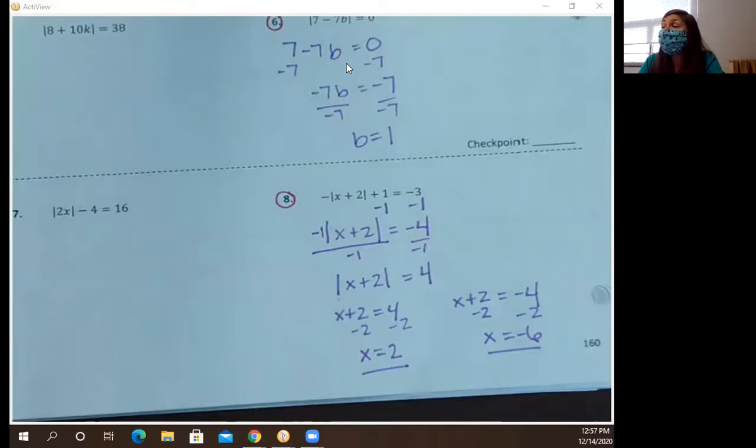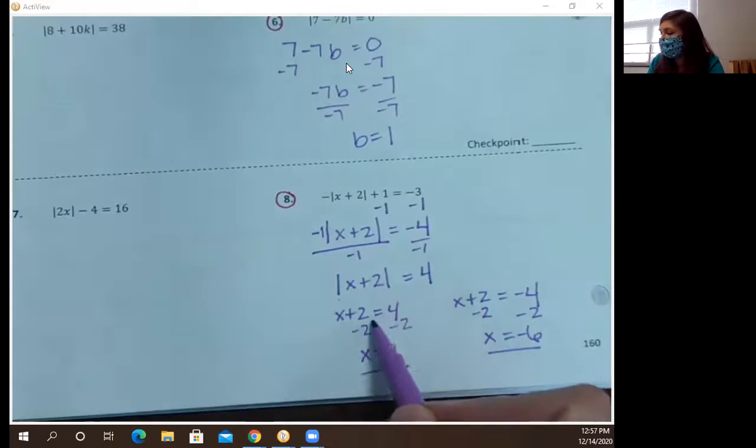Questions for me on number 8? A little more involved on this one since we had a couple things to move. We had to get that absolute value by itself first, but same types of steps you would use to solve an equation.